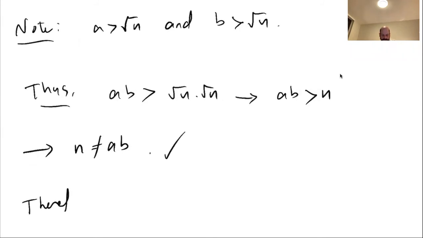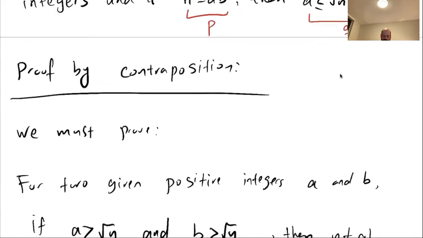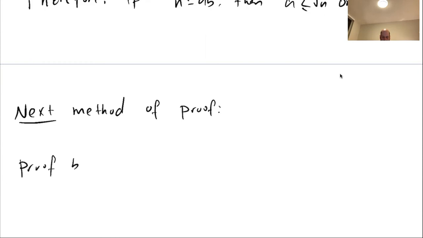So therefore, if n equals ab, then a is less than or equal to root n, or b is less than or equal to root n. That's what we wanted to show. Okay, so next method of proof. Proof by contradiction.